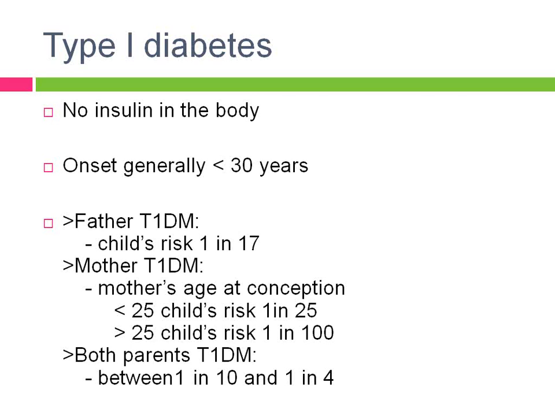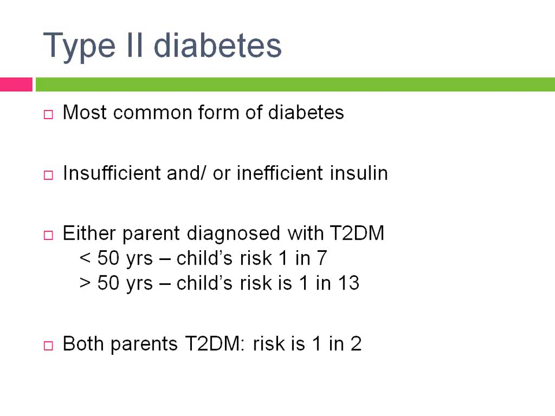As I described, type 1 diabetes means there is no insulin in the body. Often the patients present very early on in life, even at the age of 6 months or 1 year. Generally, they are under the age of 30 by the time they present. When we see a patient with type 1 diabetes, what is the risk for the children to develop this? If the father has type 1 diabetes, the child's risk is about 1 in 17. This is all approximate, based on various studies which we have done.